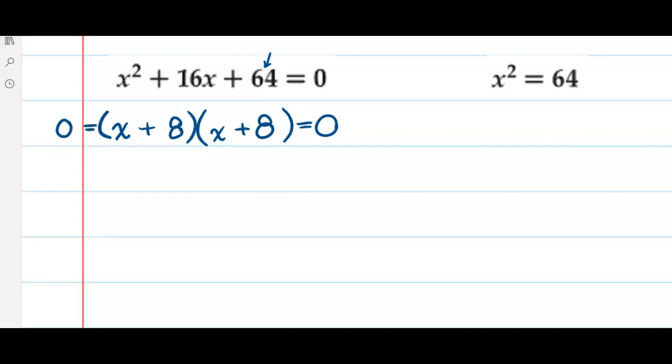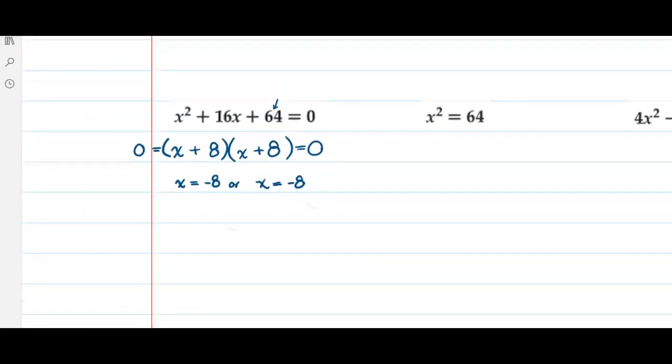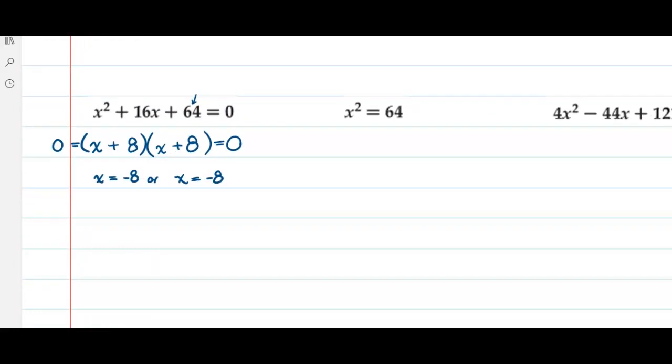Again, setting each piece equal to 0 and solving, we get x equals negative 8, or solving the right side, x equals negative 8. So even without graphing, we know that this would just touch the axis at x equals negative 8. In fact, when we write our final answer, this is a little redundant. We would just say x equals negative 8.